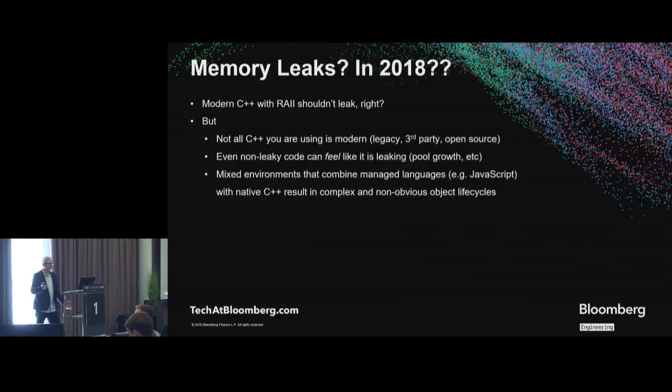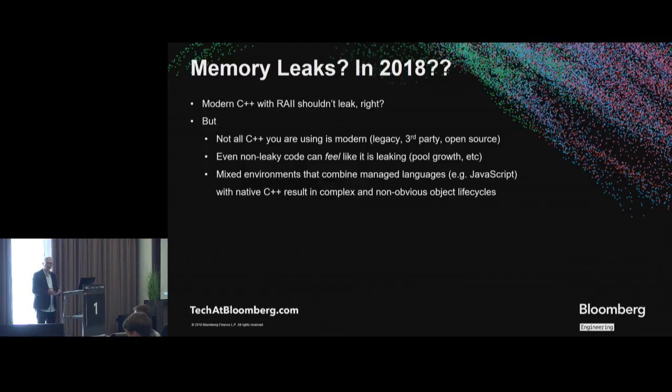So memory leaks in 2018, really? Surely memory leaks are a thing of the past. Everybody's writing clean code, yeah? Obviously not. We have to deal with code that we're not writing today. We have to deal with legacy code, third-party code, open source code, old libraries we've brought in. And even then, non-leaky code can feel like it's leaking. If pools, for example, are being used in an unexpected way, they can use a lot more memory than you think they might be using.